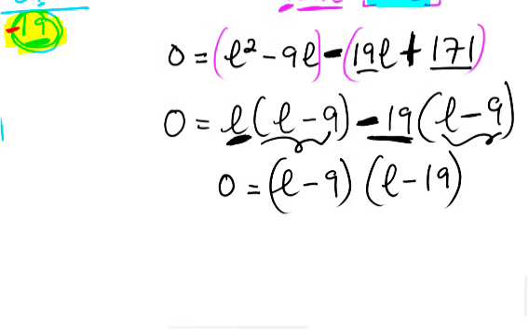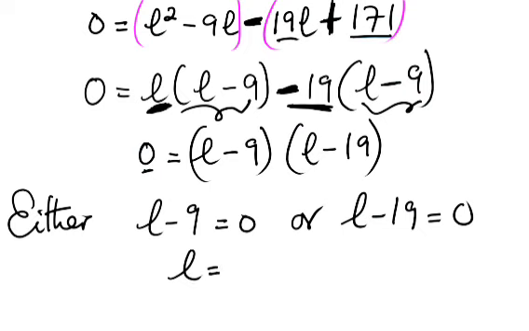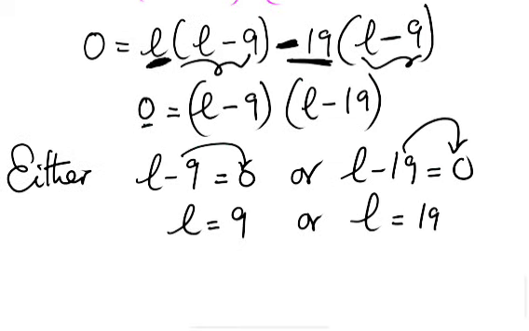So reaching that point, we say either L minus 9 is equal to 0 or L minus 19 is equal to 0. Solving for L, if L minus 9 is equal to 0, we have L equal to positive 9, or L equal to positive 19. So L is length. Length is the longer side. So this is our L.